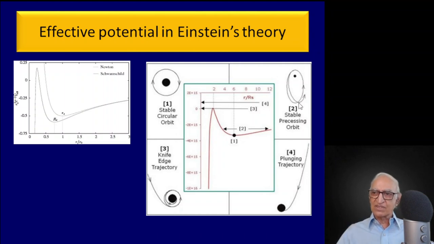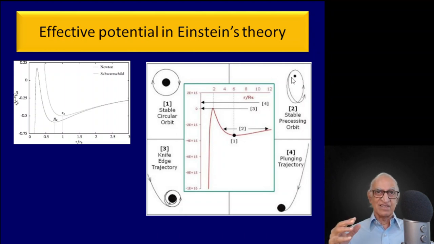And because of this, the ellipses will precess. So a fundamental difference between the orbits of planets in Newtonian theory and Einstein's theory is, whereas the orbit of an individual planet, suppose there is only one planet, will be a closed ellipse, as Kepler said. The fact of the matter is that you don't have a single planet.